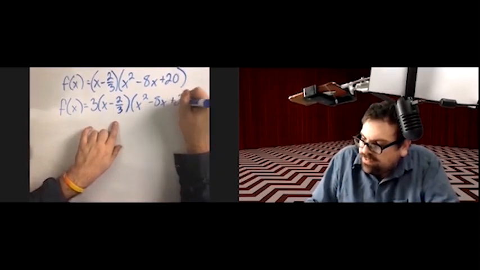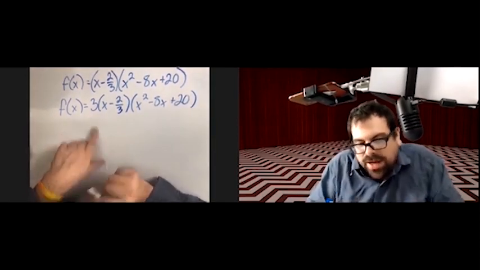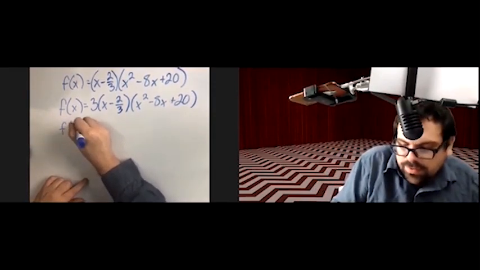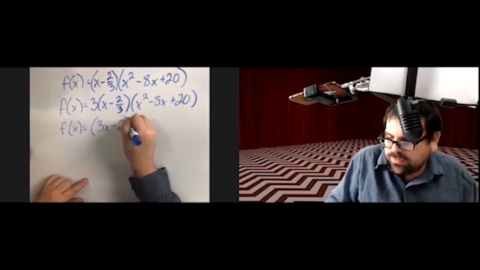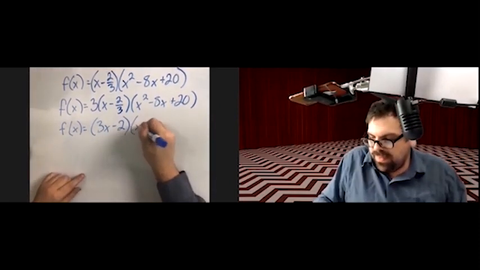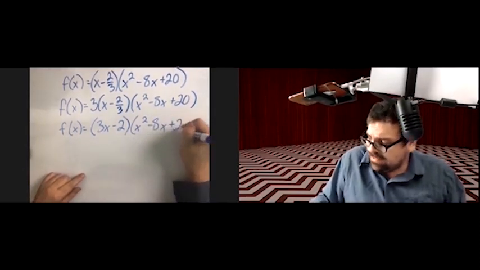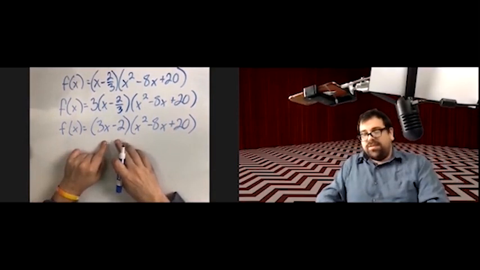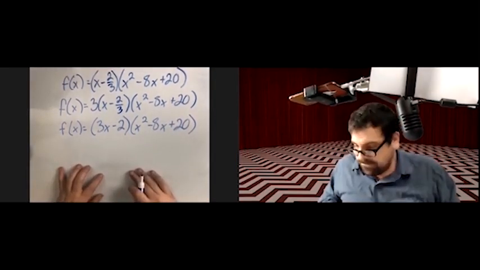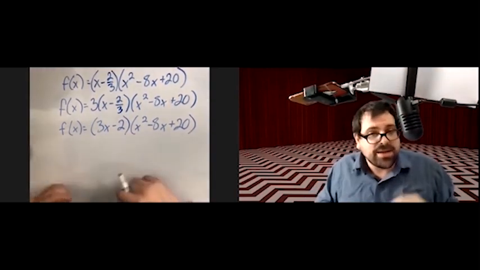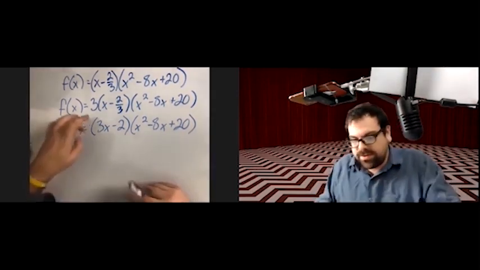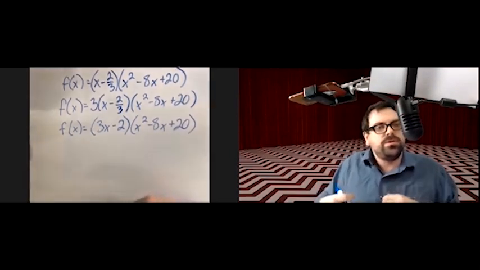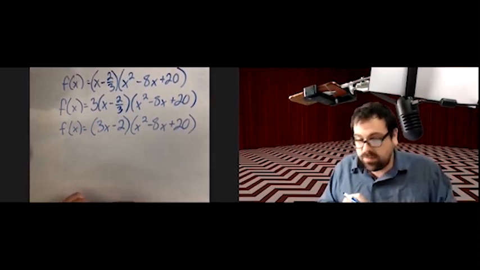Because the 3 in front doesn't affect the zeros we had, I can multiply it through and turn this into 3x minus 2. And that is nice compared to having to multiply a 2/3 through everything. You can choose a 6 or a 9, anything that makes it nice. This is not going to be a unique answer. A 6 will give us a different answer, but it won't affect the zeros that we started with.